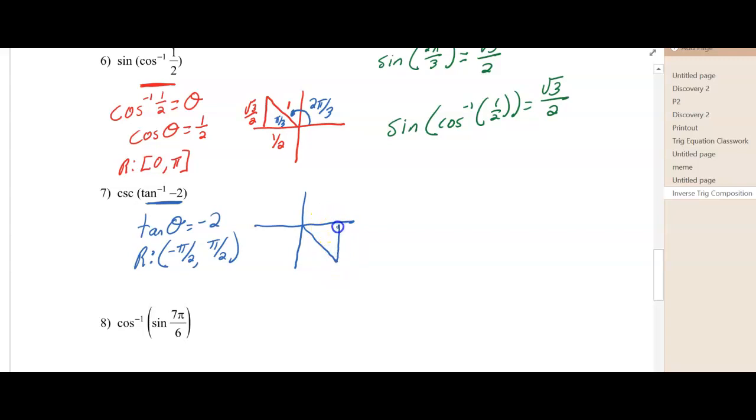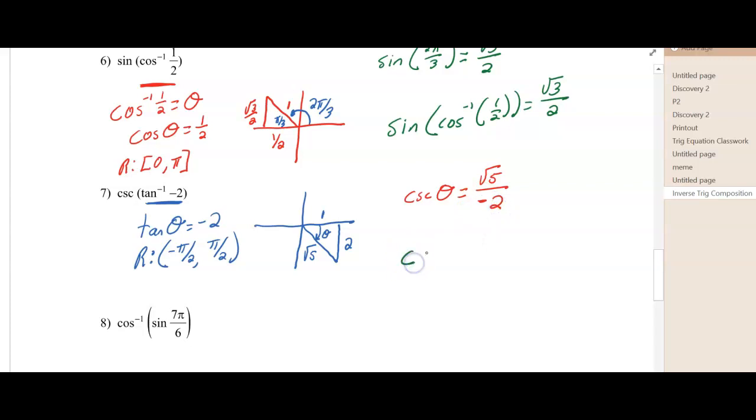If I were to label the sides of the triangle, tangent is opposite over adjacent. And if you're in Miss Gilbert's class, I do not put the negatives on my triangle because distances are positive. Using the Pythagorean theorem, we'll get the hypotenuse is the square root of 5. So this problem becomes the cosecant of that angle. Cosecant is defined to be the hypotenuse over the y value, and the y value is -2.